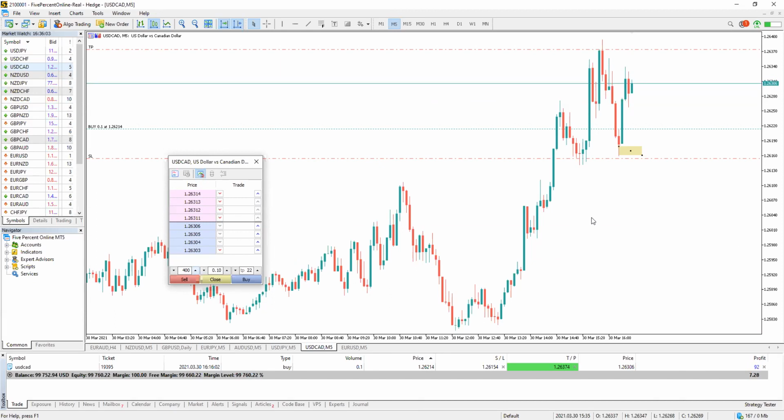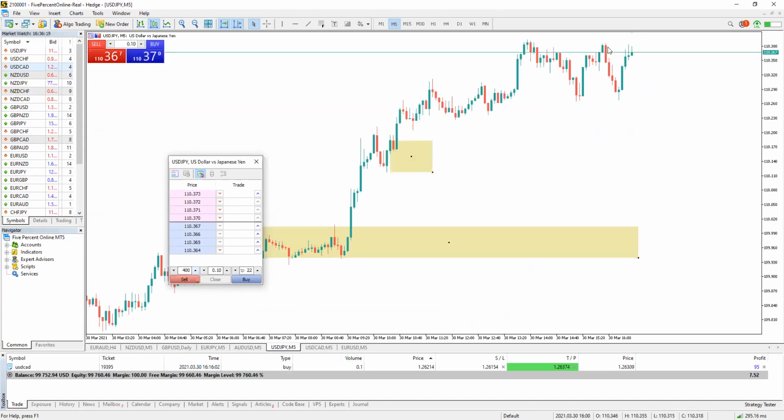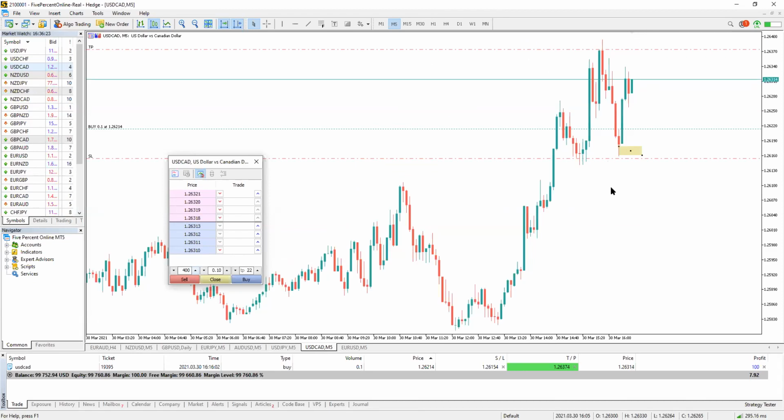Of course, there's a chance that for the rest of the day we don't break anything and we start moving just sideways, ranging here, like dollar yen has been doing. So we need to have all scenarios. We need to be open to all different scenarios.